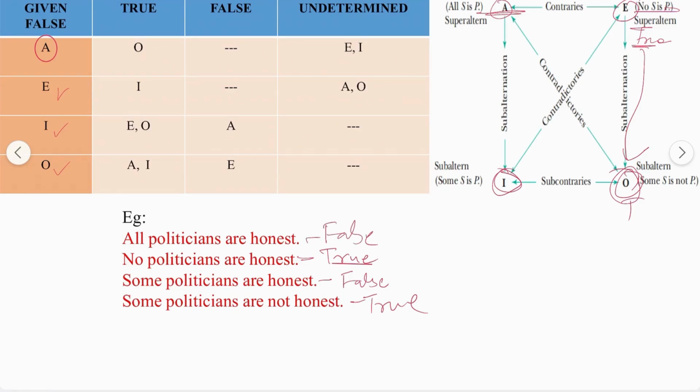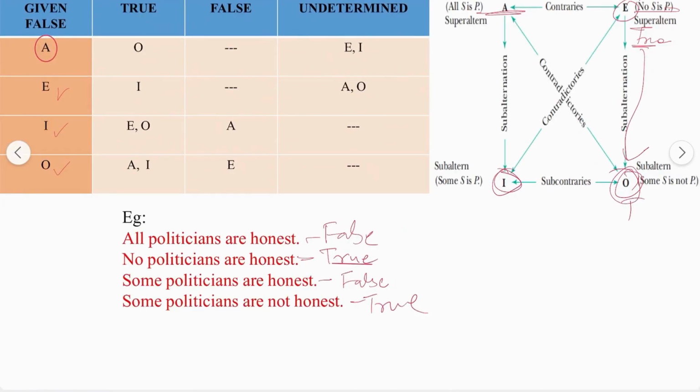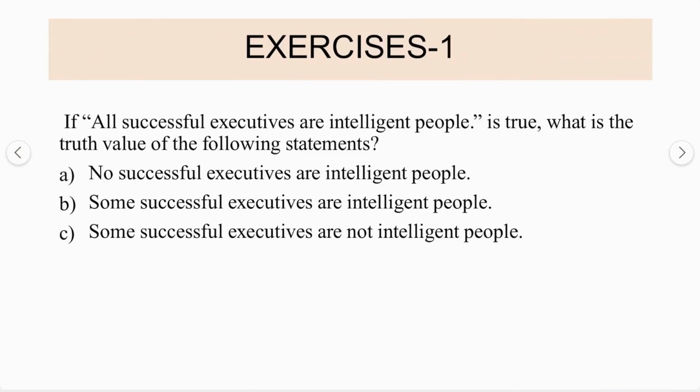So this is how we find the value. This table is very important. The given table is very important. Now let's see what kind of questions are being asked. Let's see the first question. So let's look at the first question of the exercise.